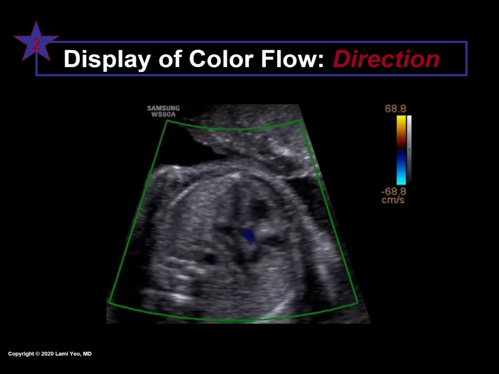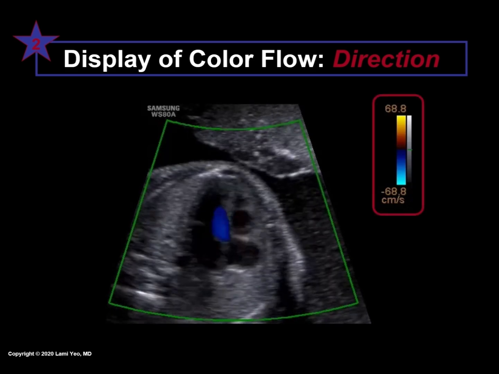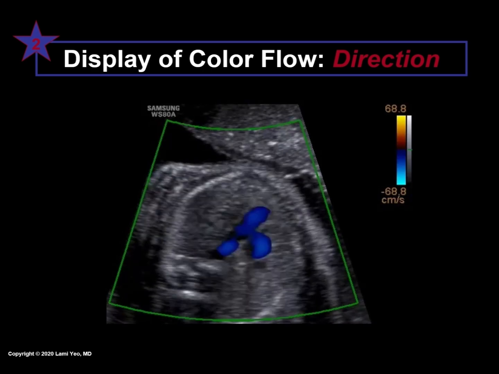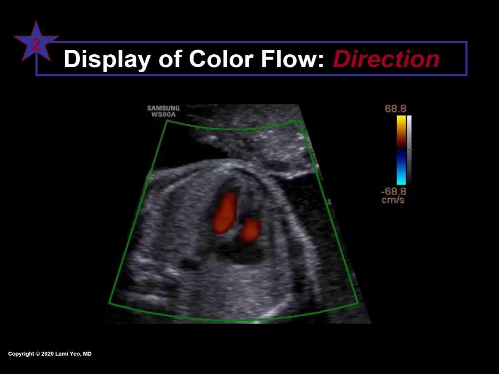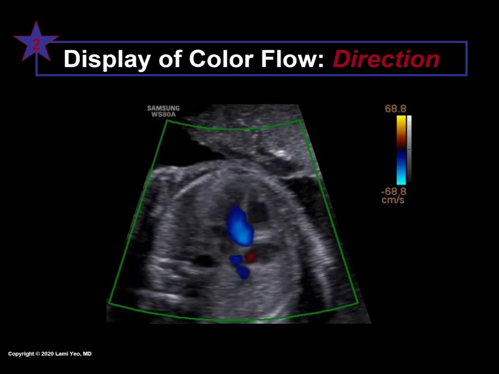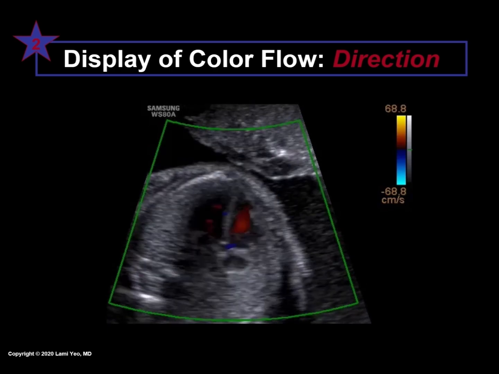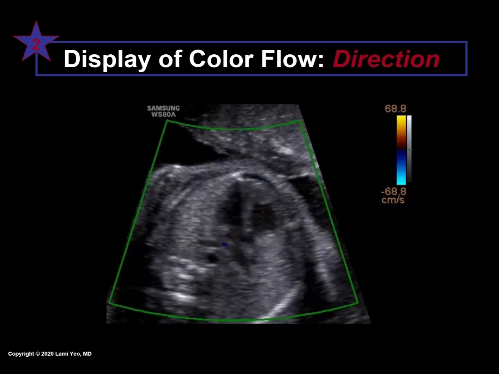Here is a 4-chamber view with color Doppler imaging. Notice that the color bar is located on the right side of the image. There is normal ventricular filling in red towards the transducer. During systole, there is also antegrade flow in blue away from the transducer through the left ventricular outflow tract, main pulmonary artery, and cross-section of the ascending aorta.